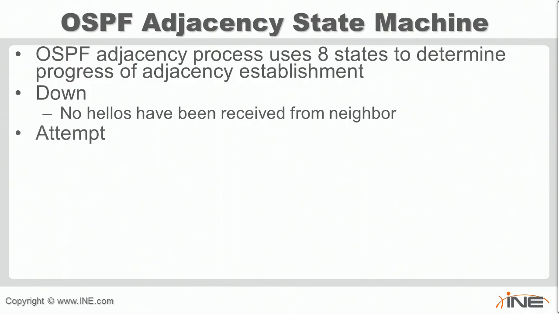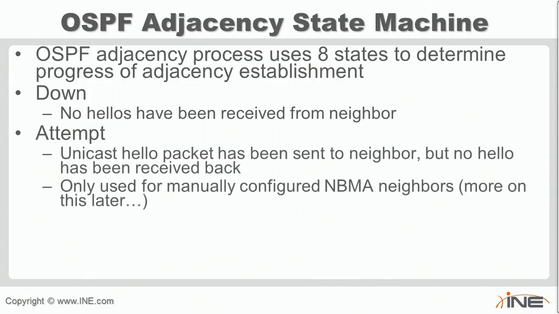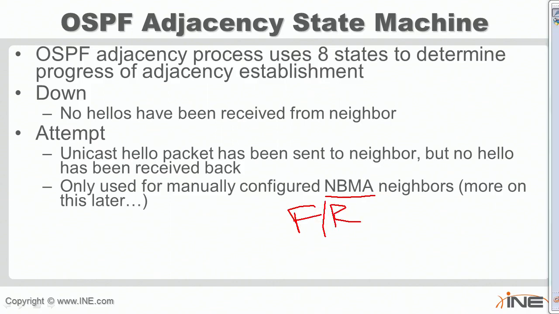Then we go to the attempt state. This is going to be used when we're using unicast hello packets, which is mainly going to be for non-broadcast multi-access medias like frame relay. We'll talk about that in more detail later, though.